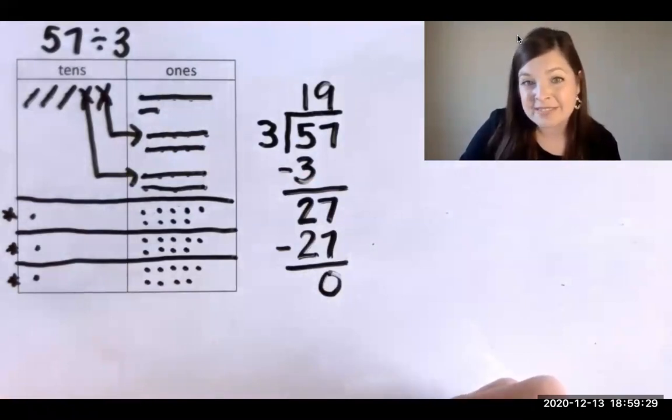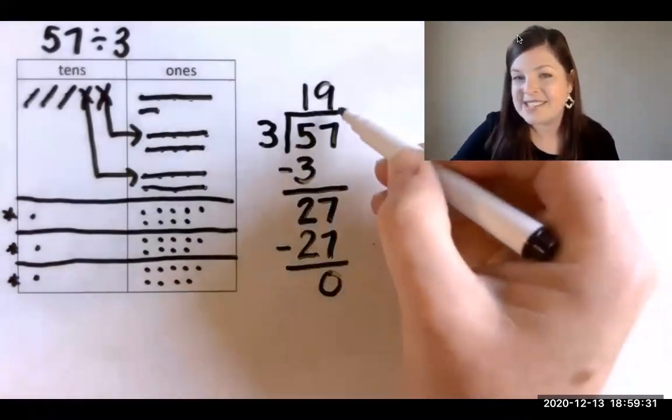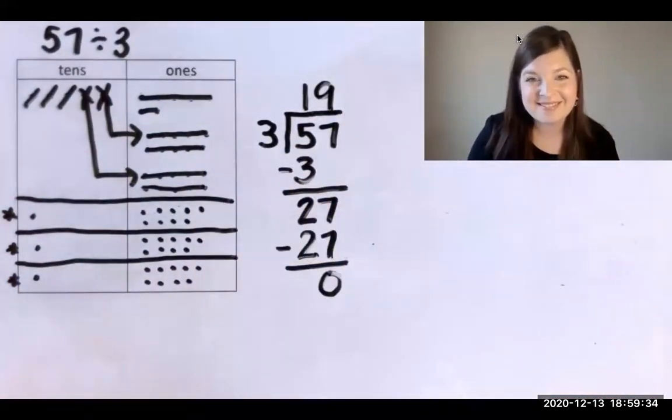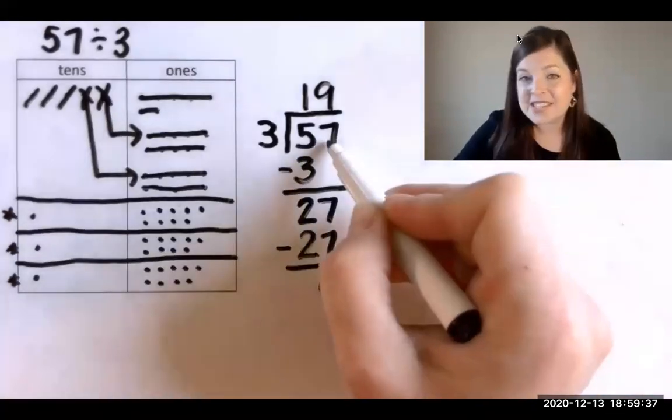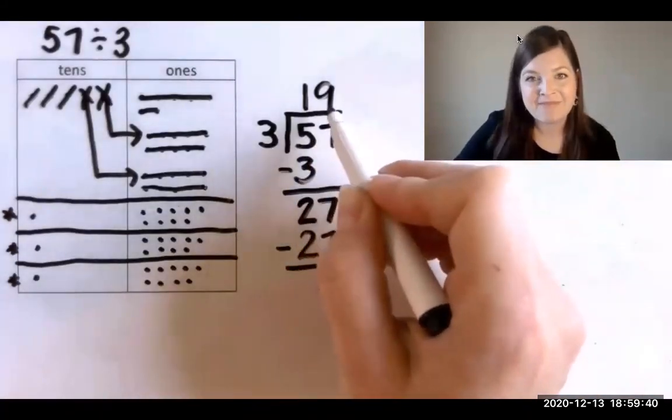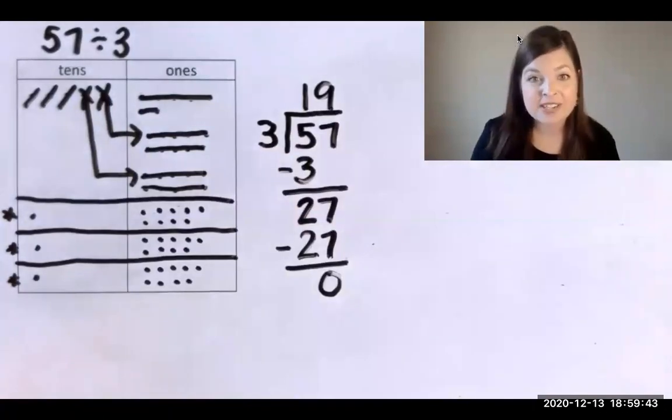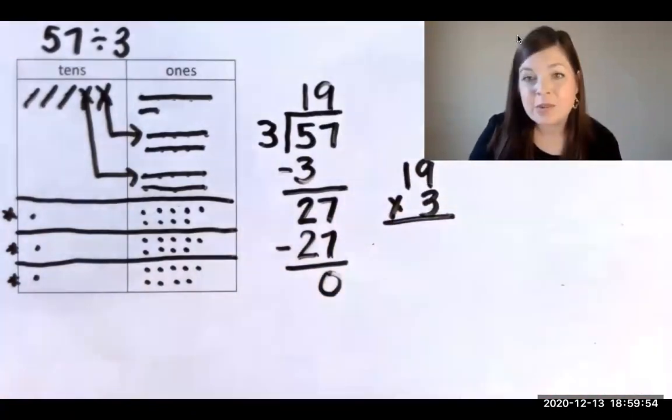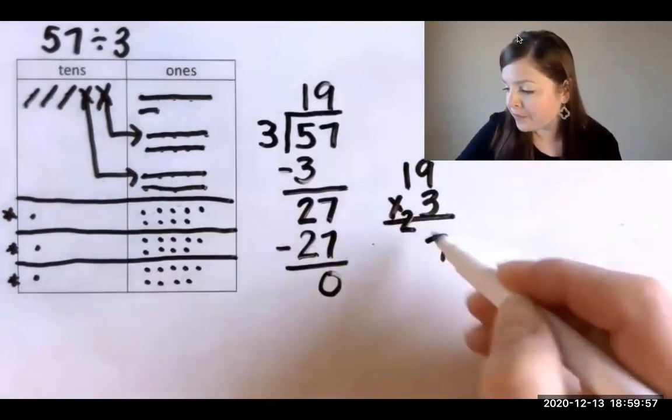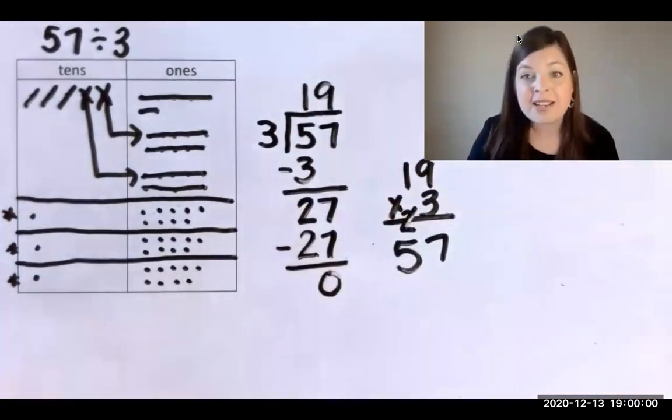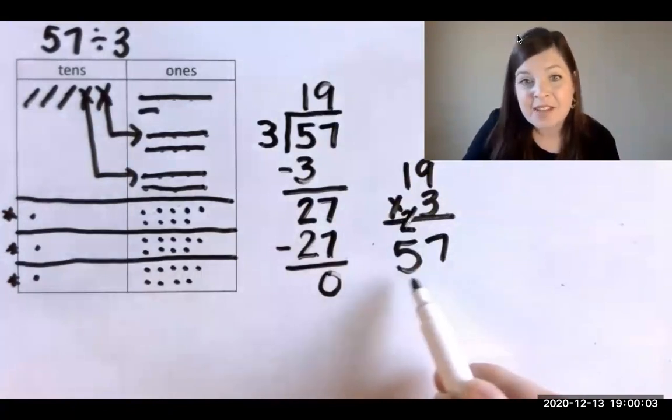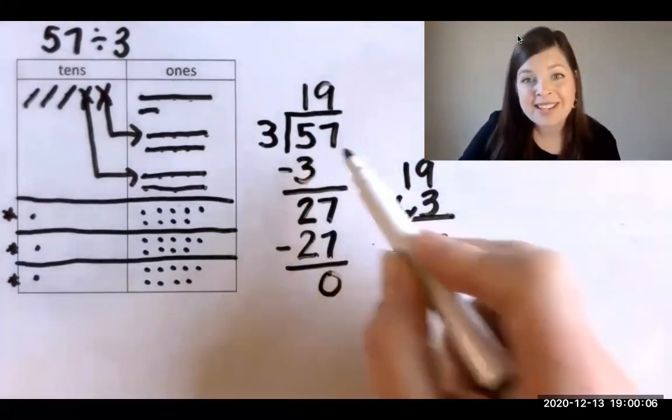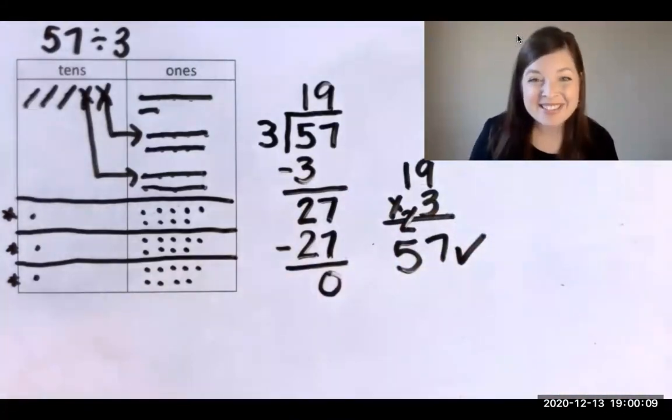And so what's the quotient? The quotient is 19. Say the whole division sentence. 57 divided by 3 equals 19. And how can we check our work to this division to make sure that we divided correctly? We can multiply. We can multiply 19 times 3. So let's do that. When we multiply 19 times 3, our product is 57, which is the whole amount that we were dividing, so we know we divided correctly. Nice work.